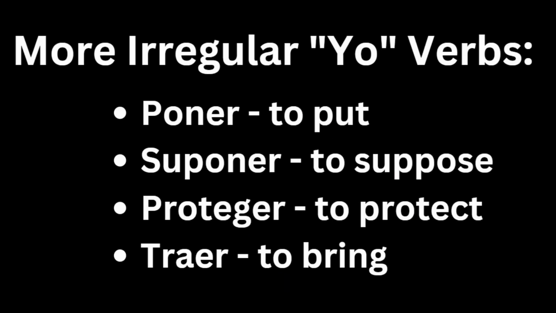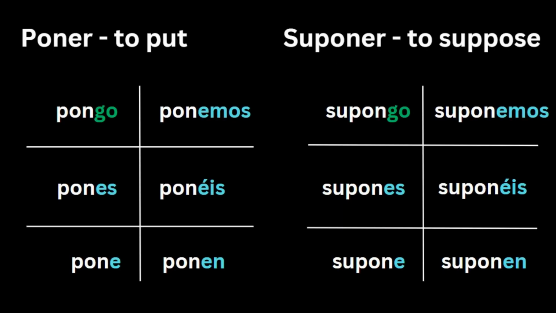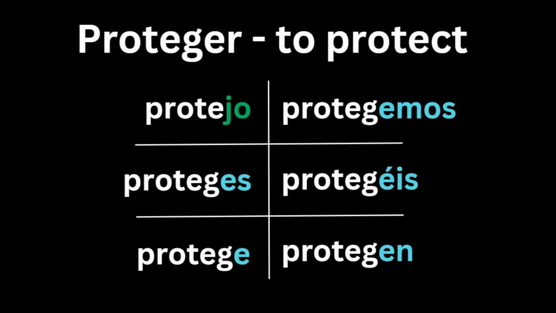There are more types of irregular yo verbs like poner, suponer, proteger, and traer, and while these verbs follow different patterns for the yo pronoun, I recommend knowing these verbs rather than using them because generally speaking, they're not that useful in conversation. For instance, poner and suponer follow the common go ending in the yo pronoun while maintaining the normal syntax across the rest of the pronouns. Proteger is an interesting verb because it's actually the only verb in Spanish that follows an irregular jo ending for the yo pronoun while still maintaining the normal conjugation pattern.